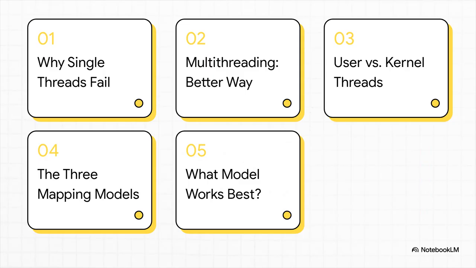So here's what we've got lined up. First, we'll look at why just doing one thing at a time is a recipe for disaster in modern computing. Then we'll jump into multithreading as the solution. We'll meet the two types of threads that are the stars of the show, and then we'll dive deep into the three main ways they connect with each other. And finally, we'll find out which model is actually powering the devices you and I use every day.